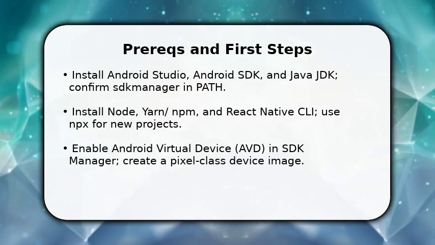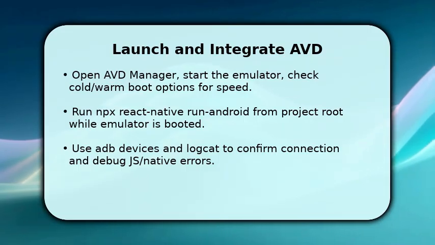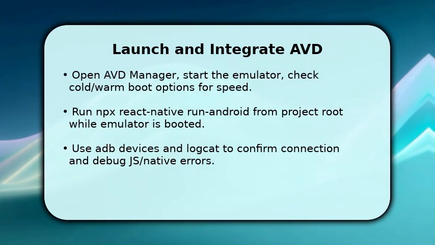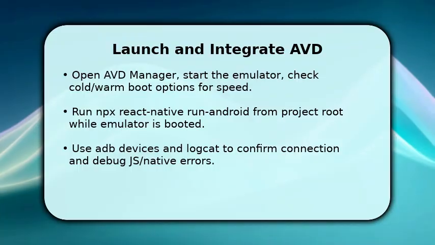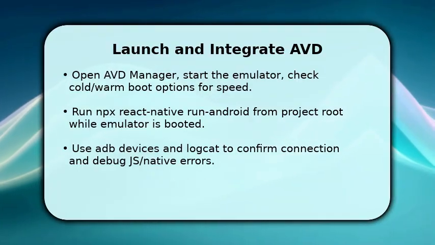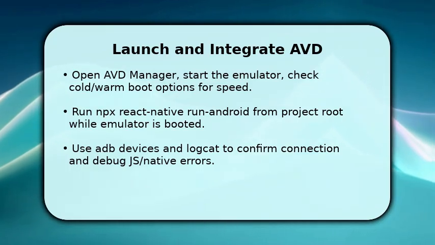Once done with setup, start the AVD from the AVD Manager and wait for full boot. A cold boot may be slower but ensures a clean state. Next, from your React Native project root, run npx react-native run-android to build and install the APK to the emulator. Make sure Metro Bundler is running. If not, start it manually.